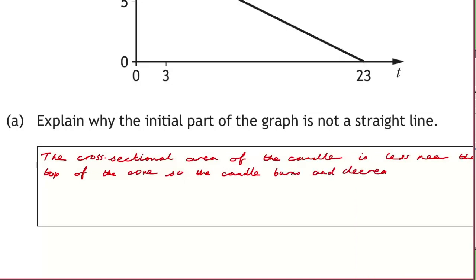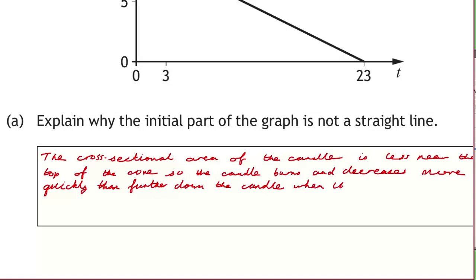So we can say something like this: the cross-sectional area of the candle is less near the top of the cone, the shape was a cone at the top, and so the candle burns and decreases more quickly than further down the candle. So you really have to think about the context of the question and what the graph means in that context.